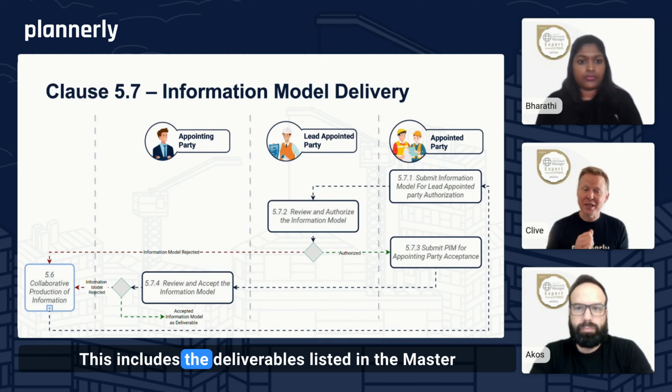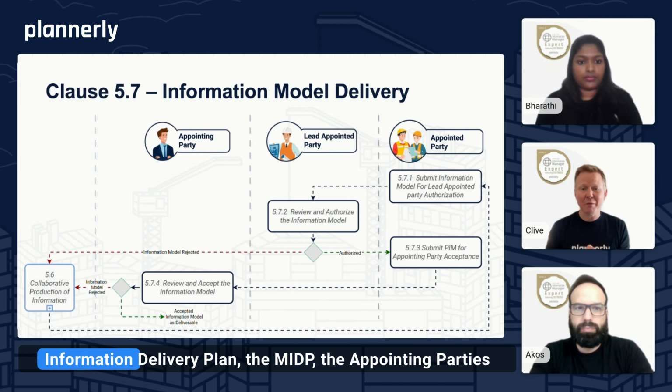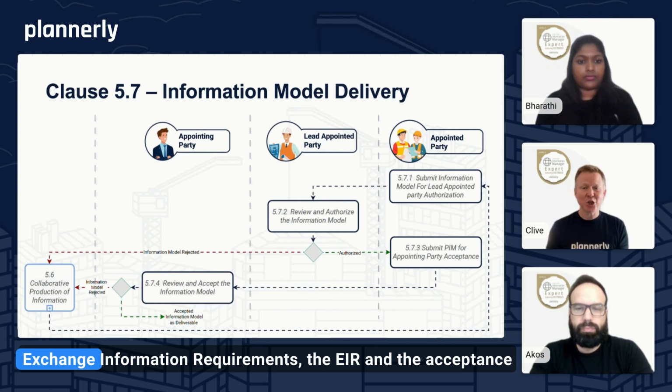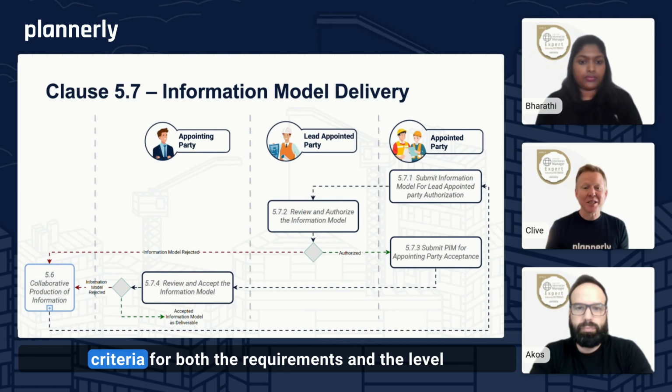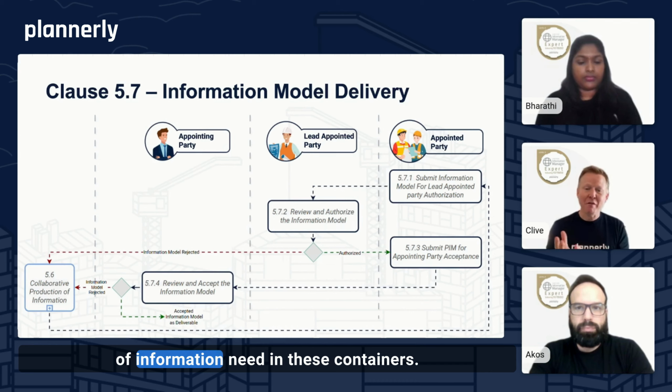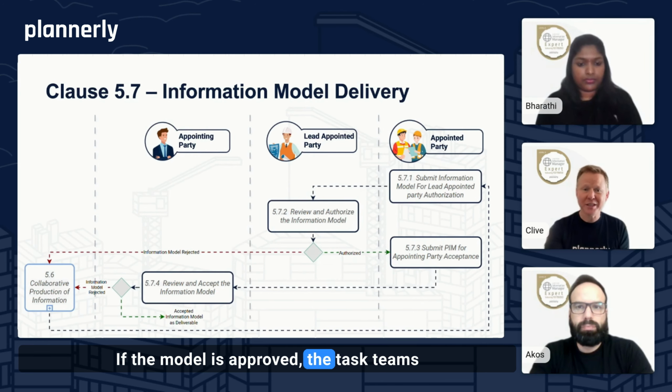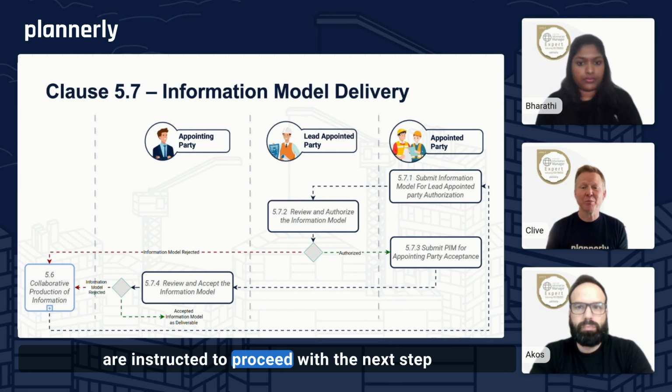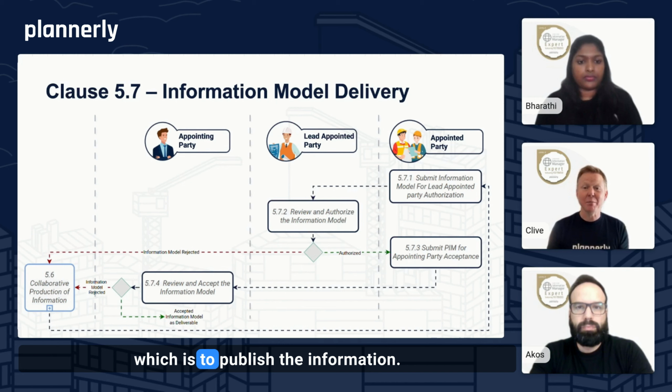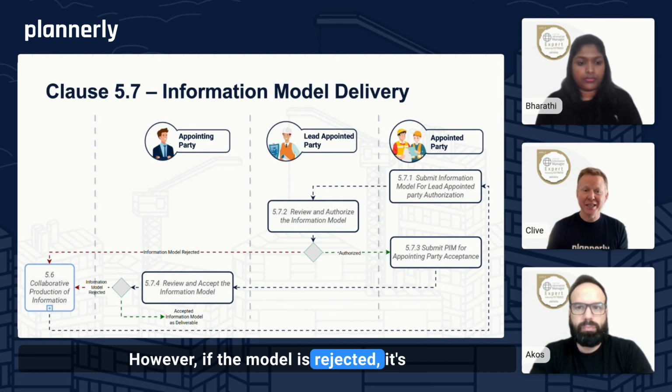This includes the deliverables listed in the Master Information Delivery Plan, the MIDP, the appointing party's exchange information requirements, the EIR, and the acceptance criteria for both the requirements and the level of information need in these containers. If the model is approved, the task teams are instructed to proceed with the next step, which is to publish the information. However, if the model is rejected, it's rejected as a whole, not in parts.